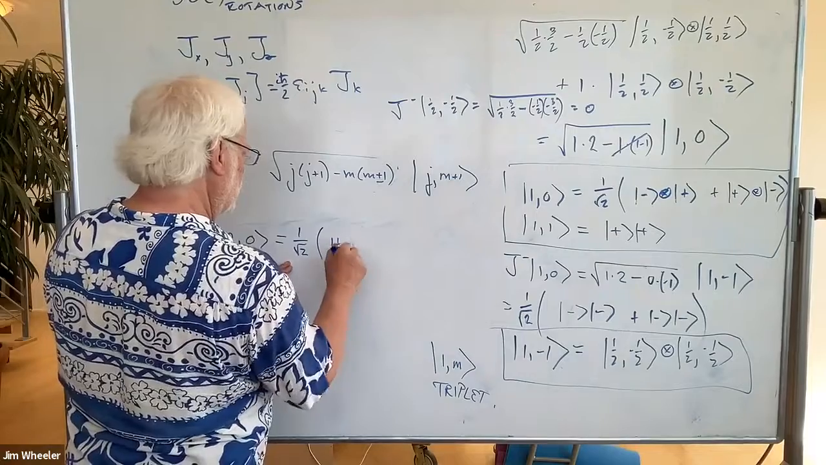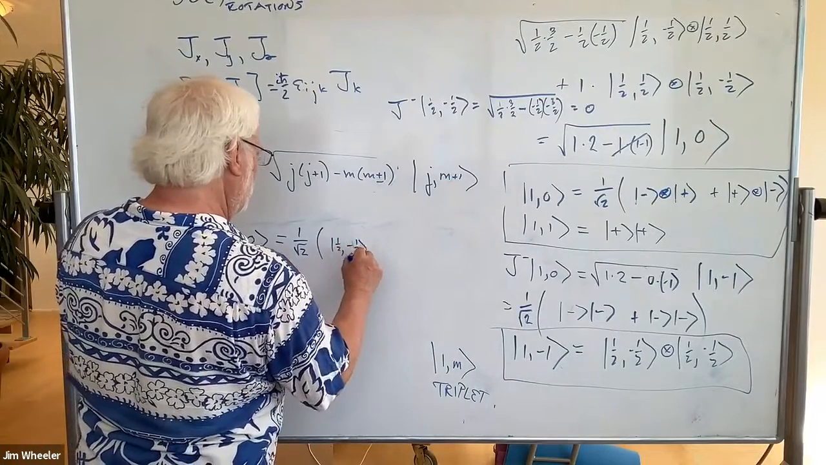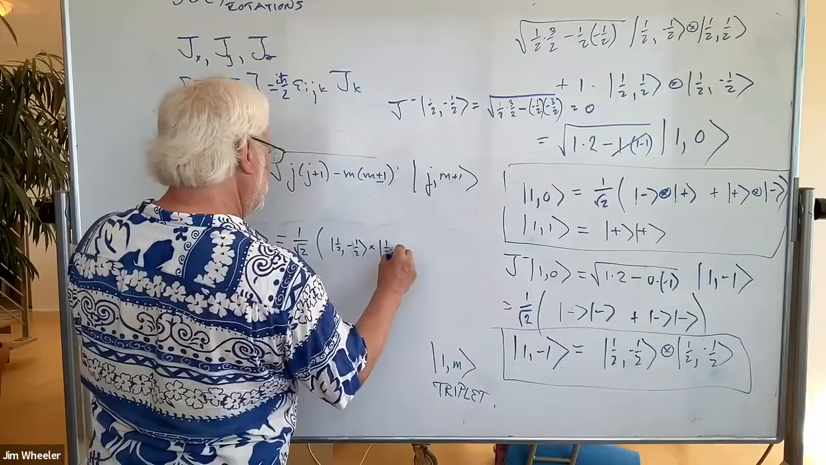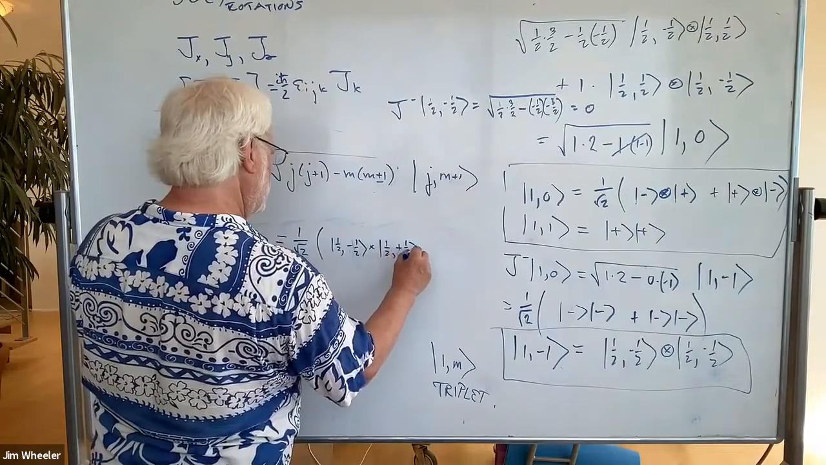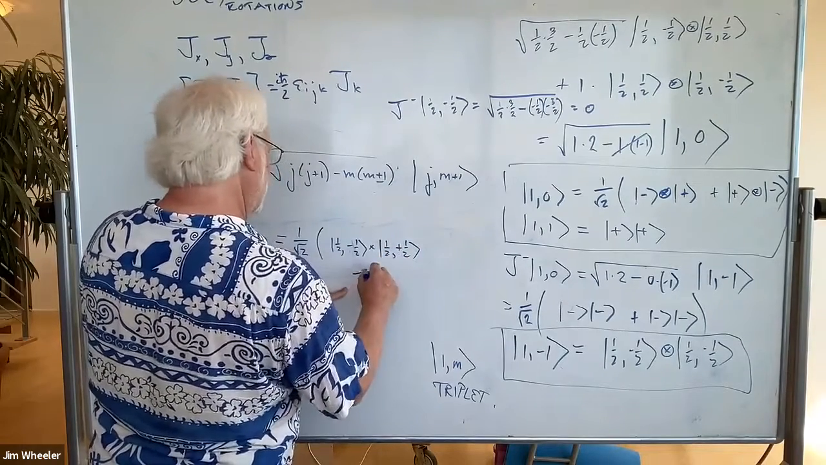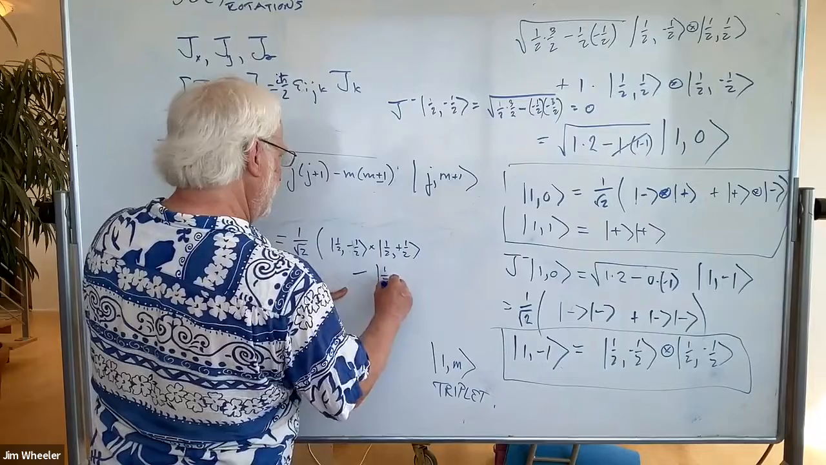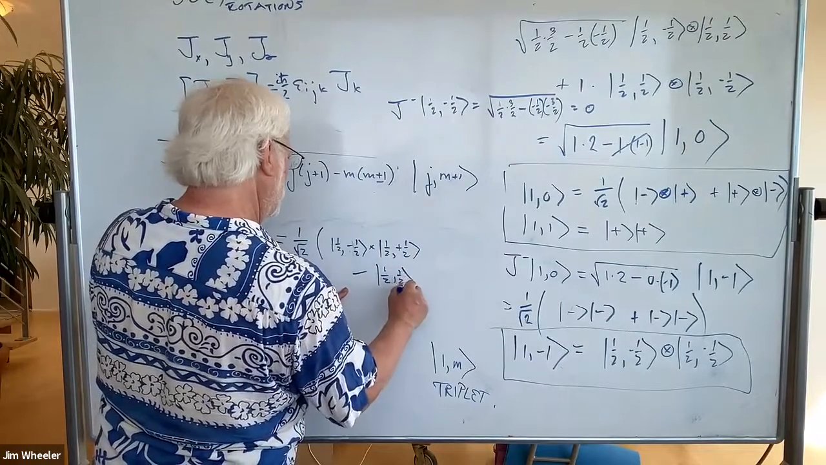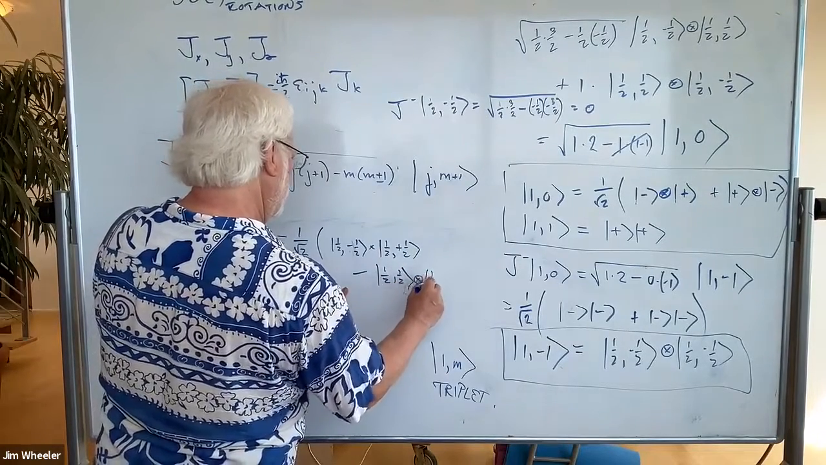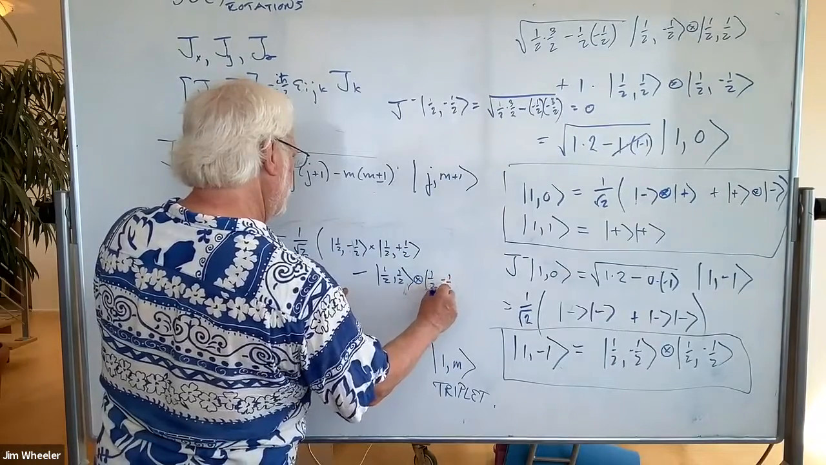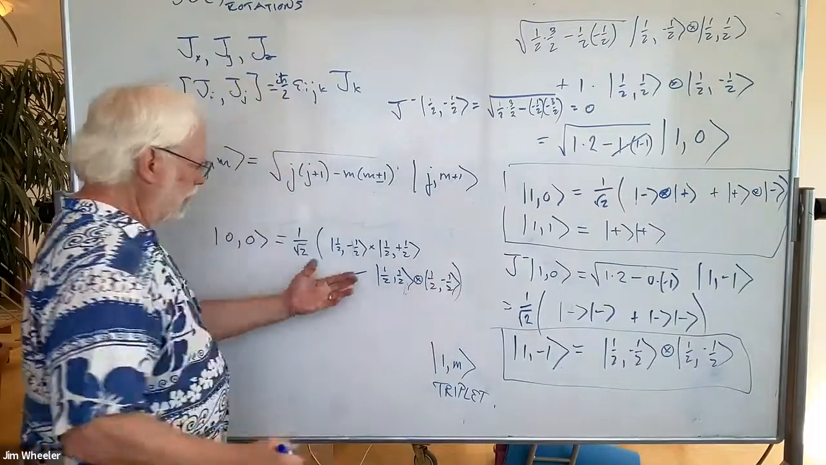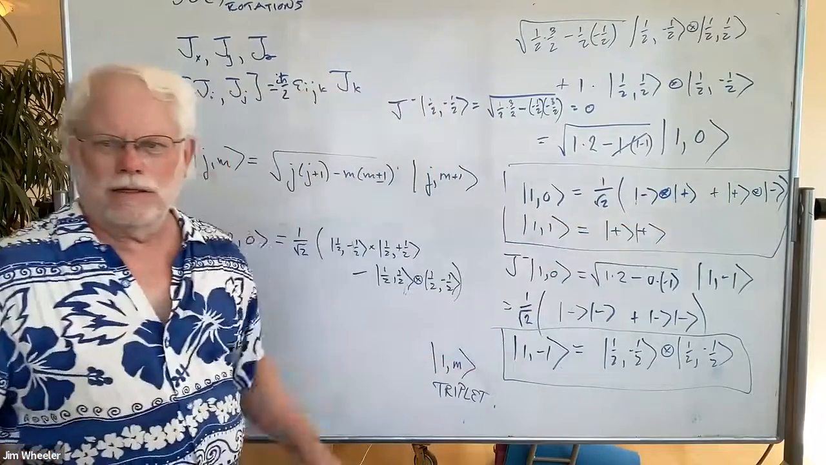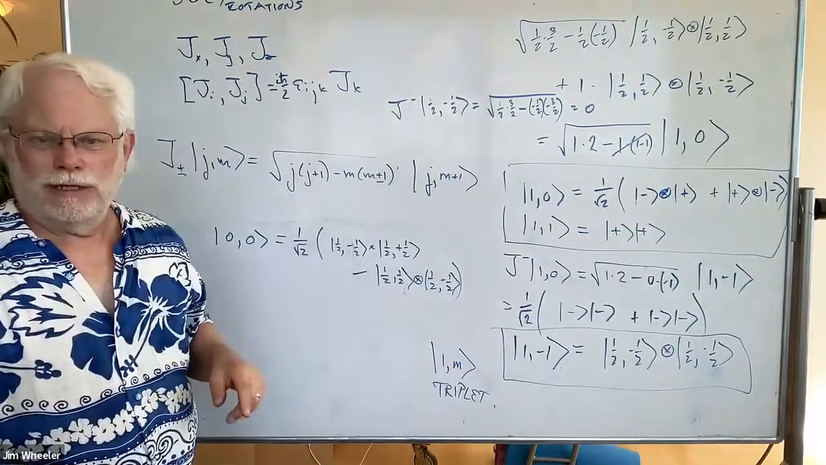Let's see. Well, let's match that. Minus a half times a half. That's the plus plus state. But we'll put a minus sign here, and then a half, and times a half minus a half. So I claim that this state is orthogonal to that state. Everybody clear?